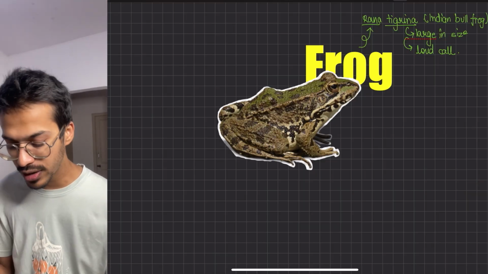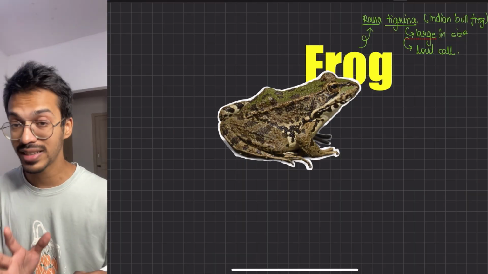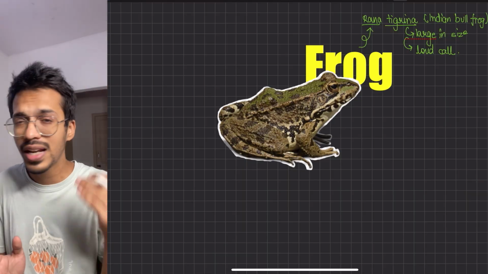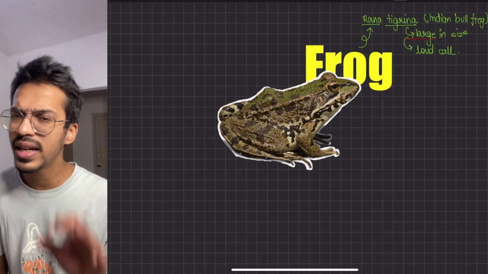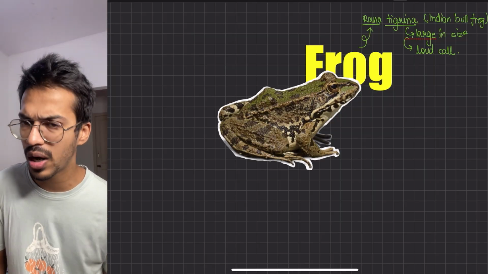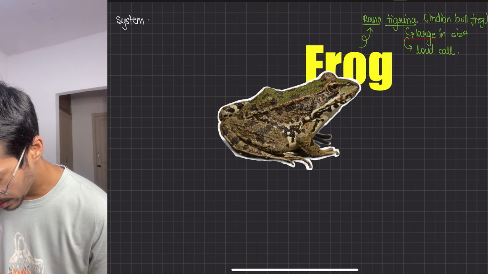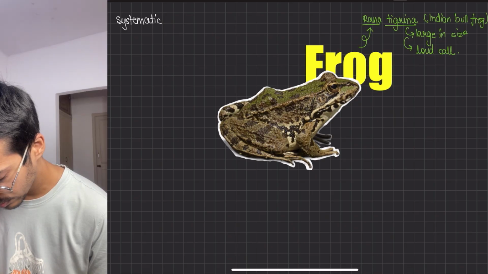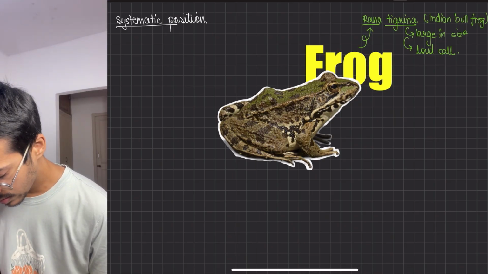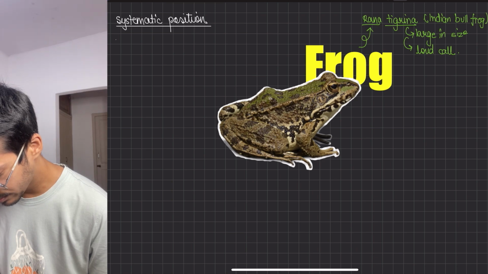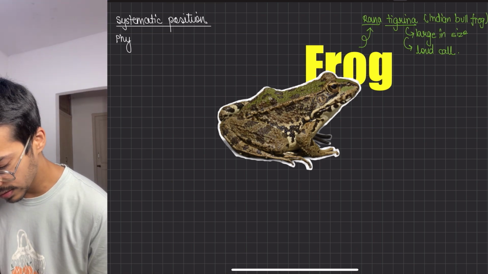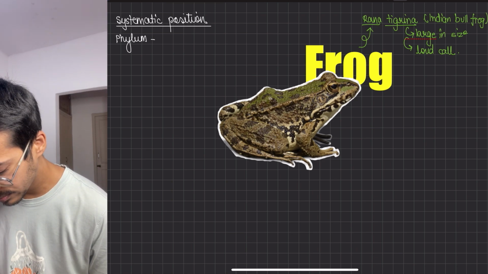If we have to put it into its systematic position, that is its kingdom, phylum and all those things, we are going to write it out. It can be asked to you and you should know at least this about it. So systematic position, starting with the kingdom, you know, na? Animalia. Okay, the phylum is Chordata.